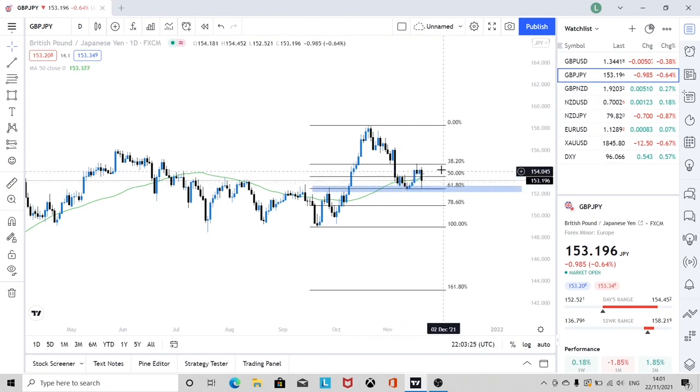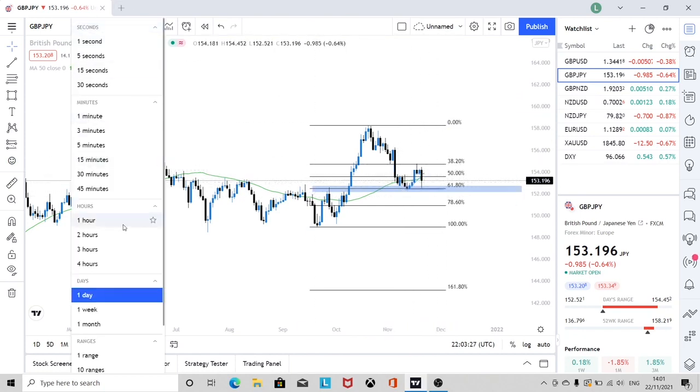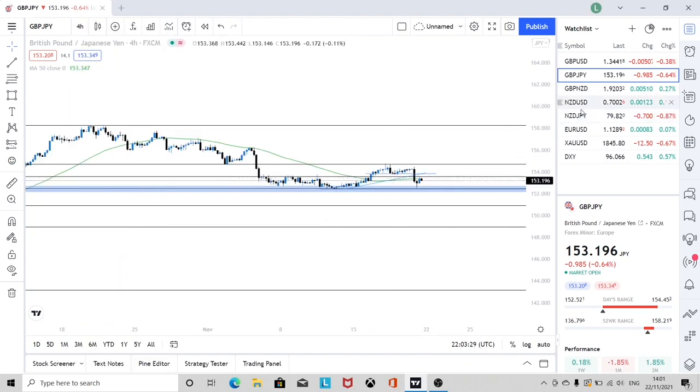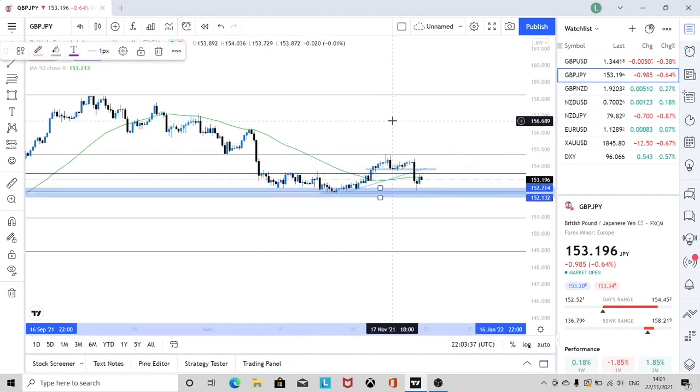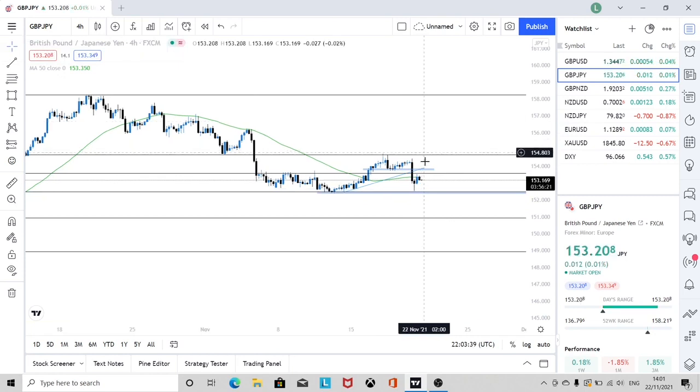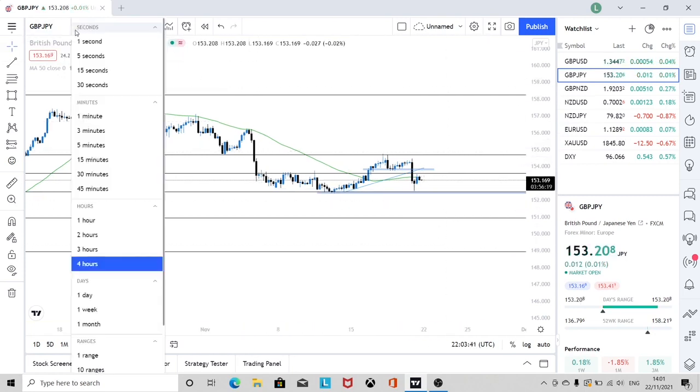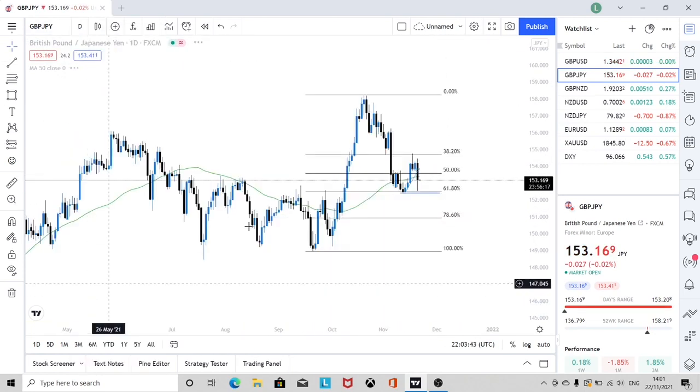We've broken lower time frame structure. So if you drop down to the 4 hour, as you guys can see, we've broken out of these highs, and then we've broken there. So once again, it's looking quite choppy. We'll just have to see how this one plays out. But looking at the daily is definitely a lot more clean.